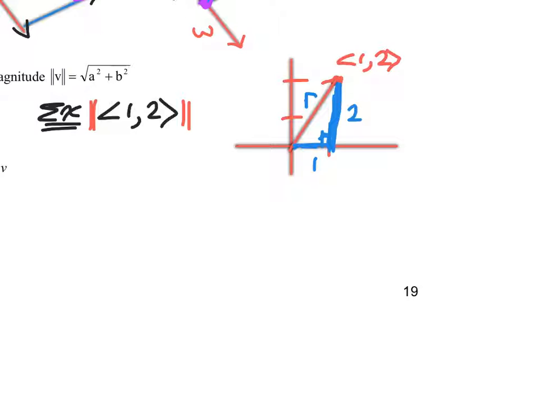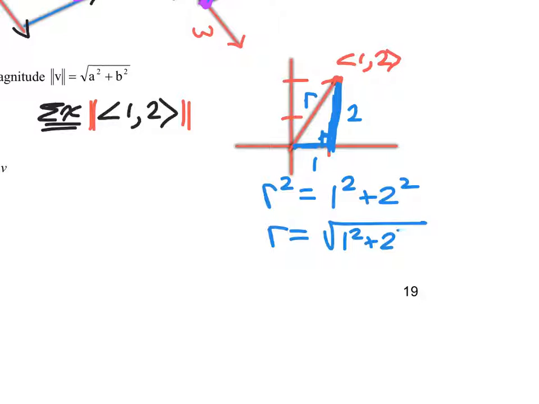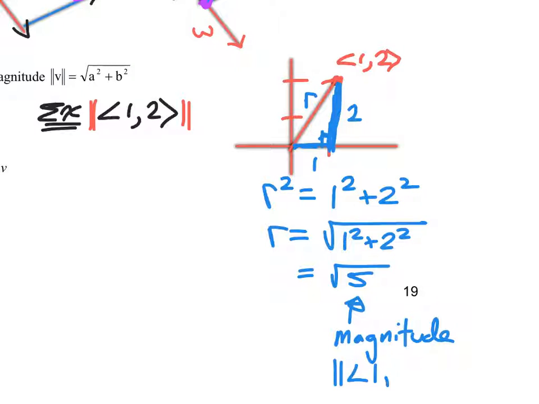Eventually, we're learning about rectangular vectors. Eventually, we're going to learn about vectors as they apply to polar coordinates, parametrics, and things like that. All right, so R squared would be equal to 1 squared plus 2 squared. So R would be equal to the square root of 1 squared plus 2 squared. So the square root of 5. That's the magnitude specifically of (1, 2).